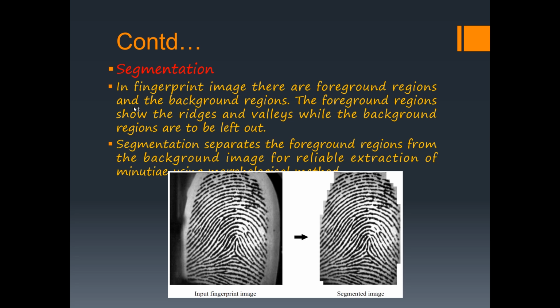Under the segmentation method, in a fingerprint image there are foreground regions and background regions. The foreground regions show the ridges and valleys, while the background regions are to be left out. Segmentation separates the foreground regions from the background image for reliable extraction of minutiae using a morphological method. In this image, the input fingerprint image is provided and then the segmented image is on the right side.